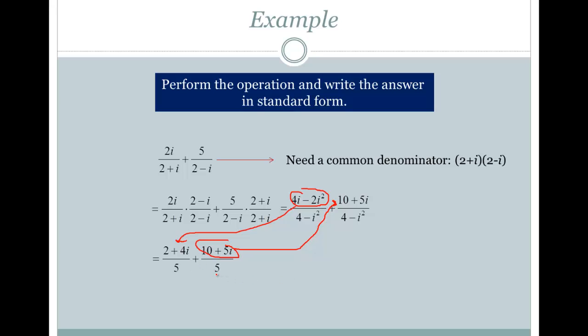My common denominator is now 5, which is 12 plus 9i over 5, or 12 over 5 plus 9 over 5 i. This is standard form right here: the real part and then the imaginary part.